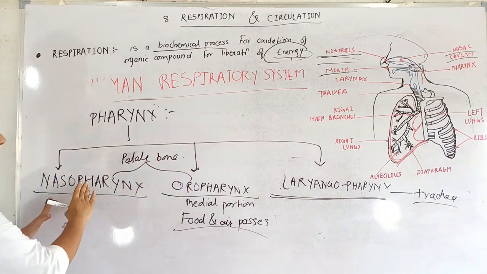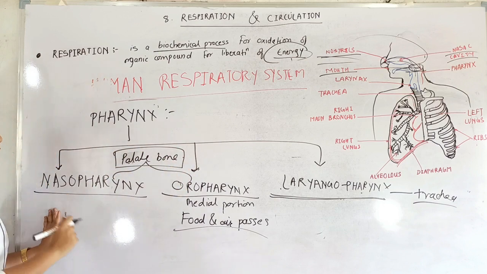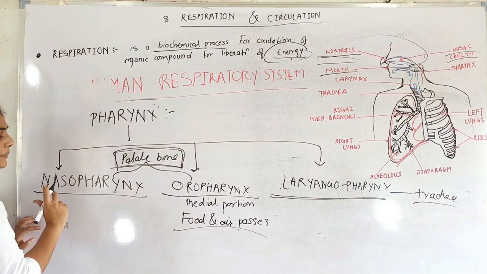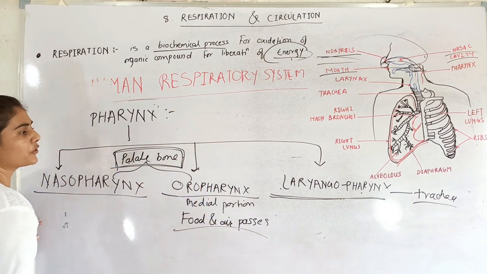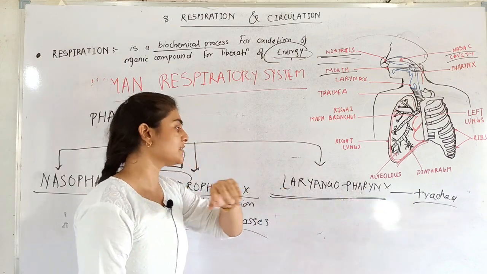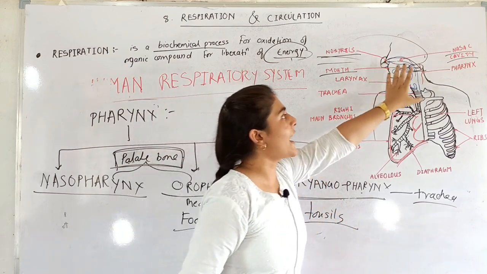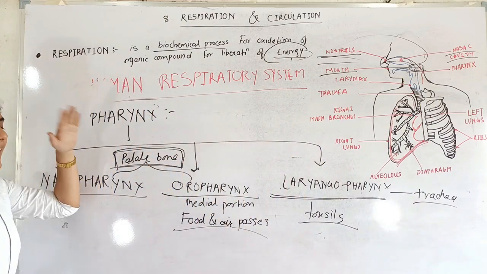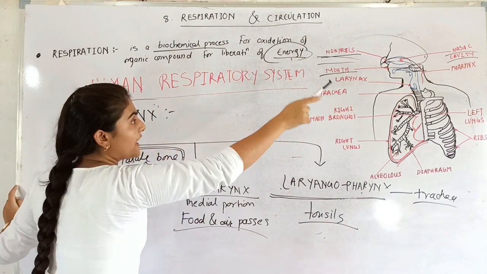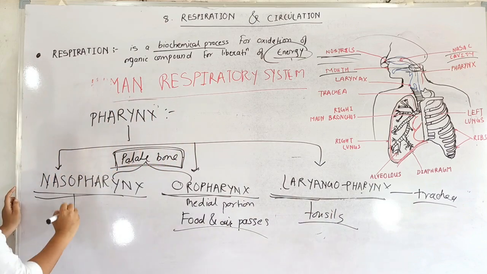So between the nasopharynx and oropharynx the palate bone is present. While writing the answer you should mention the palate bone present between the nasopharynx and oropharynx, and after the laryngopharynx there are tonsils, which are present in the pharynx section. So while writing the answer on the pharynx, you should mention the diagram showing where the pharynx is present, then mention the 3 points of the pharynx and their description.